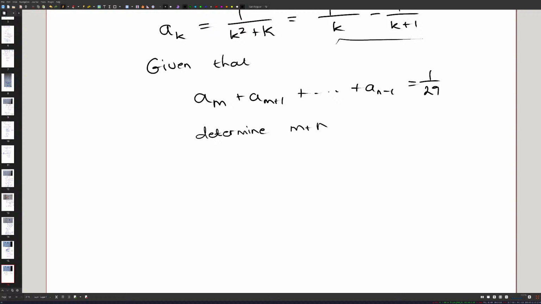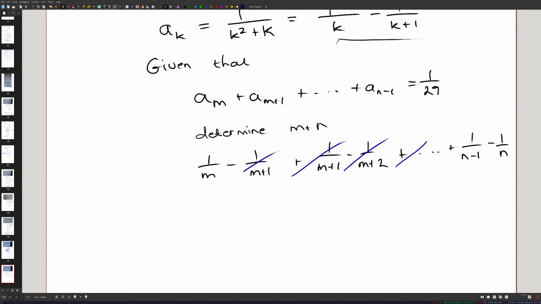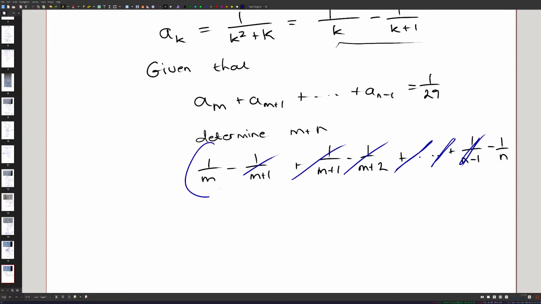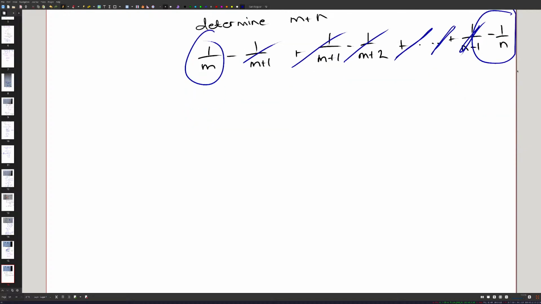Okay, and we saw this is 1 over m minus 1 over m plus 1, plus 1 over m plus 1 minus 1 over m plus 2, and so on, plus 1 over n minus 1 minus 1 over n. And then the point is that everything here cancels out, and you're just left with the extreme terms. So actually we've got the equation 1 over m minus 1 over n is 1 over 29.